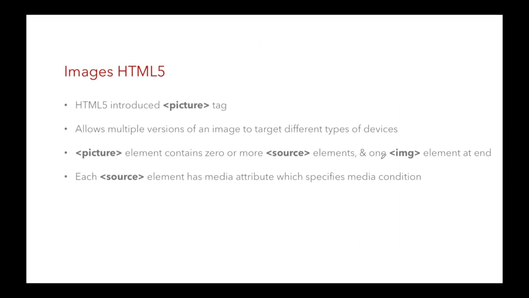One new tag that is introduced in HTML5 is the picture tag. It allows multiple versions of an image to be displayed on different sets of target devices. What this means is that now we have multiple device sizes. This could be your cell phone, and then this could be your desktop. These are basically the screens of your devices.